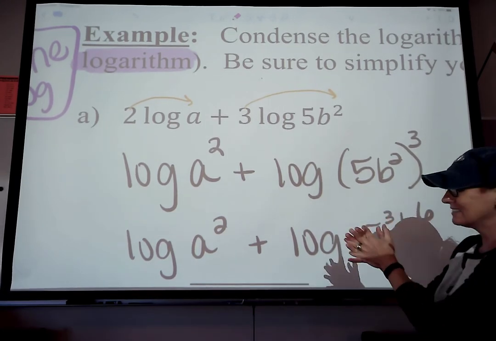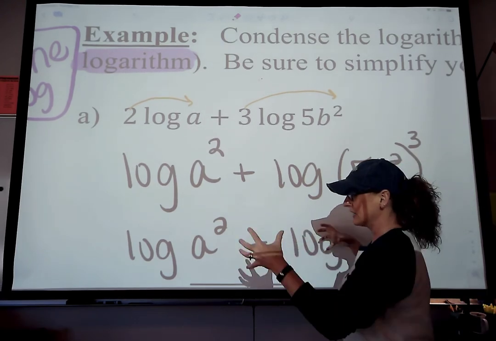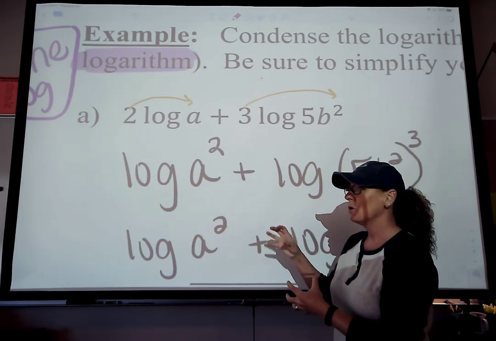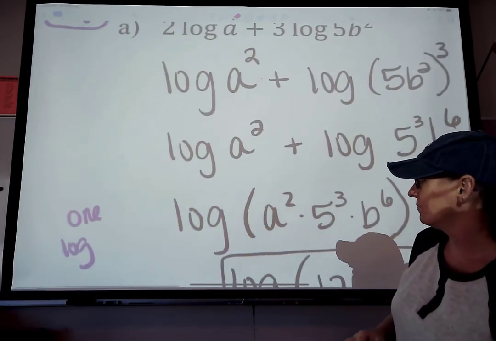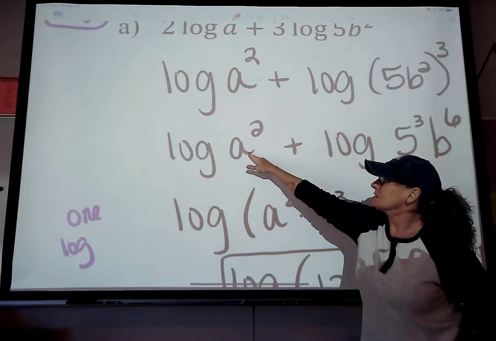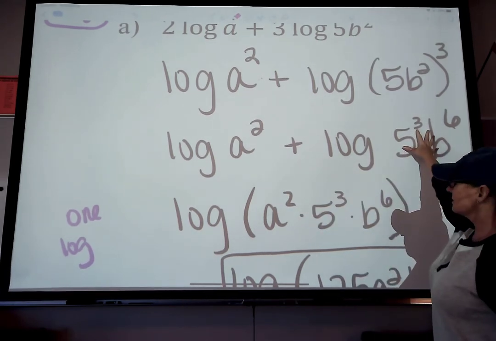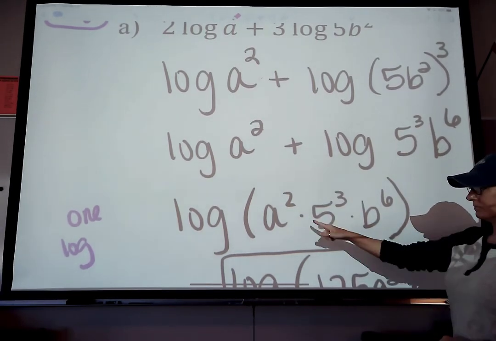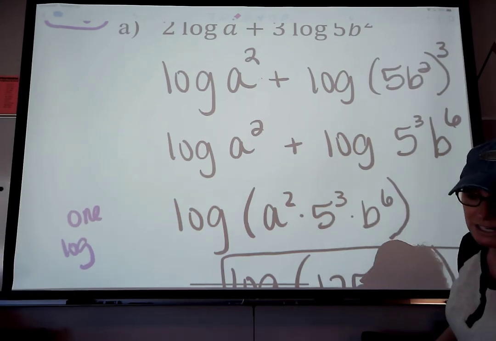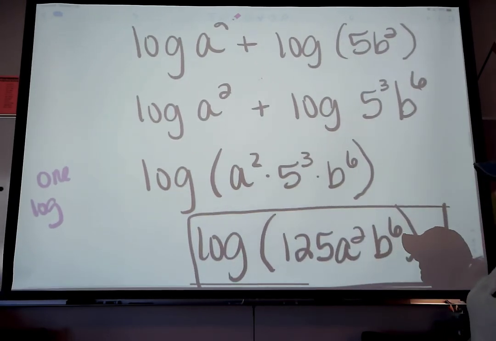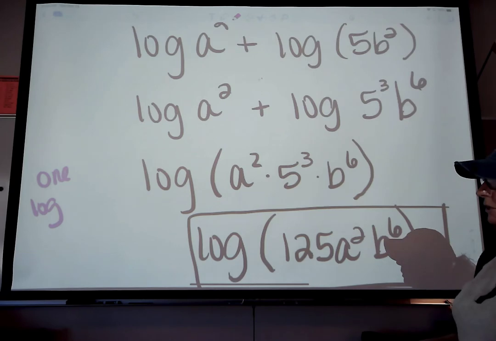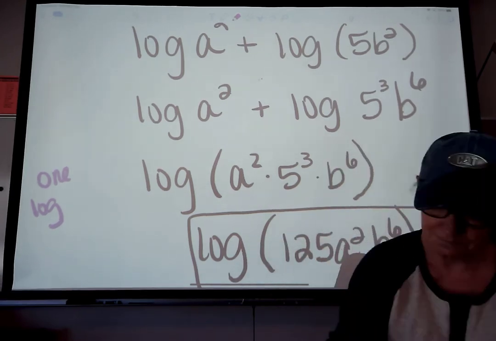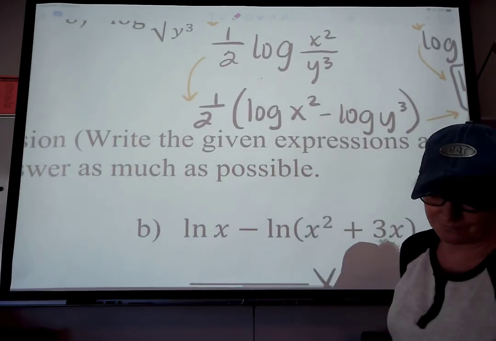So when I condense it, I've got addition. I'm going to condense it to one logarithm with multiplication. One logarithm, this times this. And then I just rearranged and simplified a little bit, and that's what I got. One logarithm. Moving on.